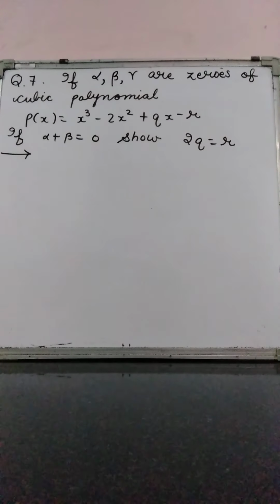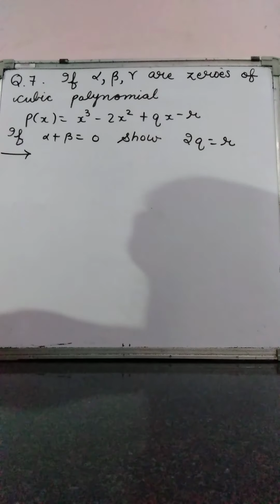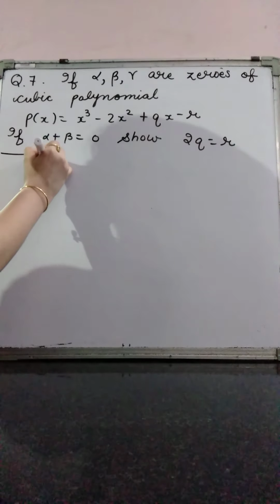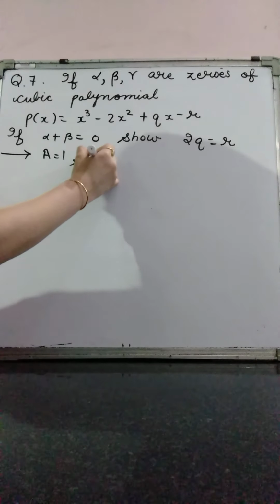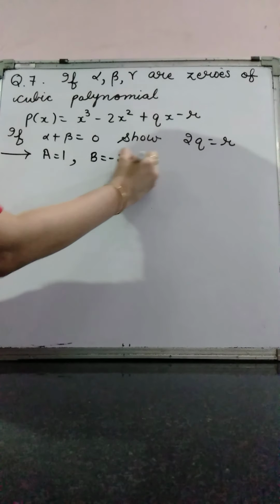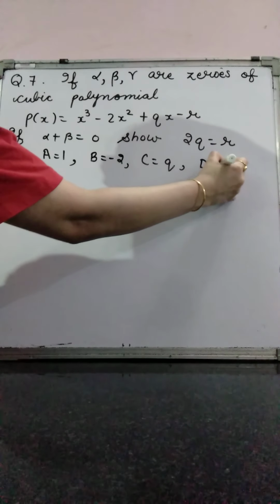Now seventh question is, if alpha, beta, gamma are zeros of cubic polynomial and alpha plus beta is 0, show that 2q is equal to r. First of all, compare, you get the value of a is 1, the value of b is minus 2 and the value of c is q and the value of d is minus r.